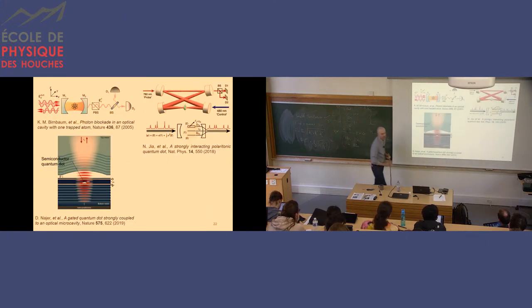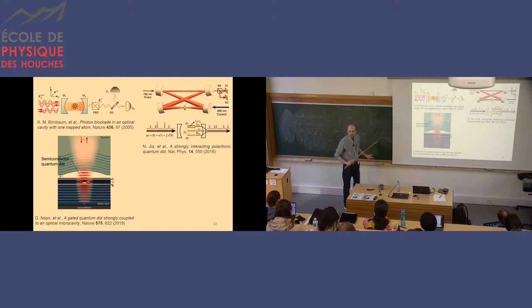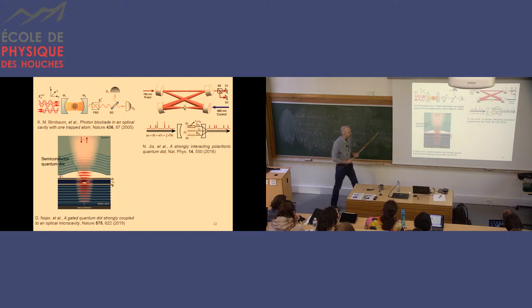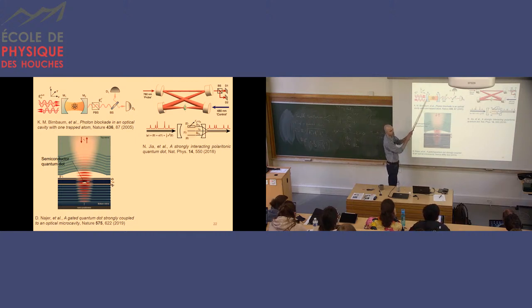Okay, so this kind of model has been realized in various platforms. First time, I think, in 2005 by Jeff Kimble, who used a single atom inside an optical cavity, okay, and realized this Jaynes-Cummings model. And then it has been implemented later on in different platforms. I took two recent examples here, one in the group of Jonathan Simon in Chicago, who did something a bit different because, let's say, putting one single atom inside the cavity may be a little bit difficult.